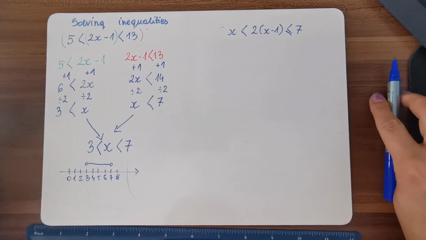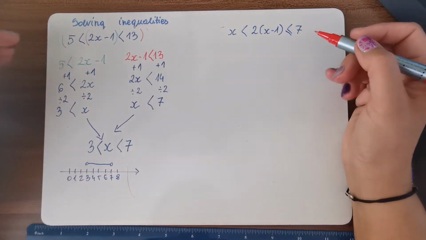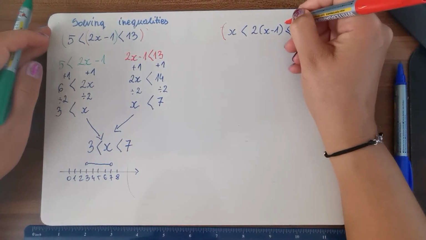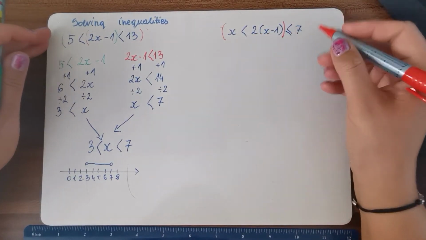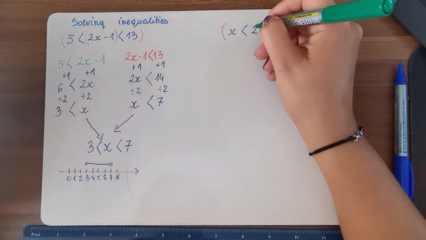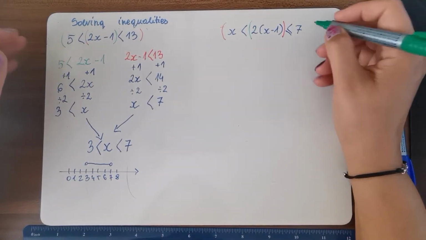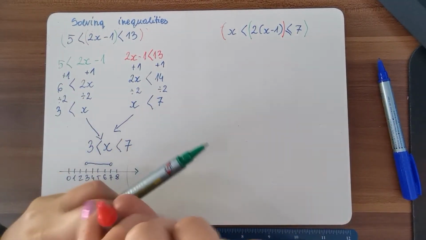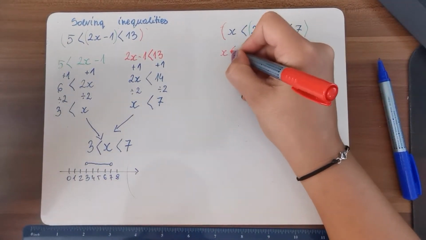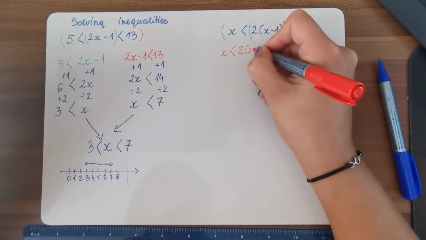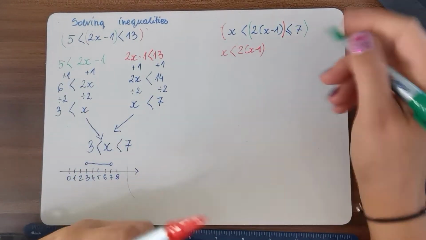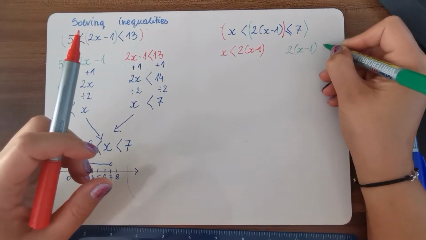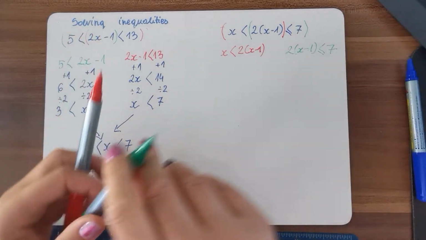The second example, we also need to split this into two separate inequalities. So the first one will be x must be smaller than 2 times x minus 1. And the second, 2 times x minus 1 must be smaller or equal to 7. So the first inequality, x smaller than 2x minus 1. Second, 2 times x minus 1 smaller or equal to 7.